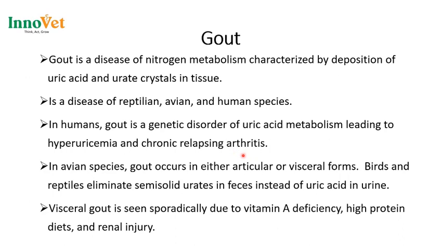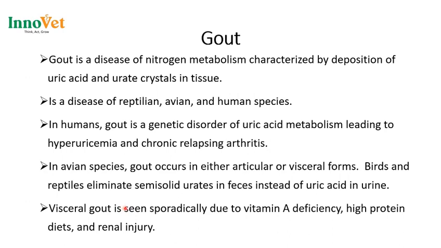Arthritis is just the inflammation of the joints, and it is very common within the avian species. For the avians, we have arthritis, gout in the joints, and also within the viscera. We are saying that in the avian species, gout occurs in either the articular or the visceral forms. Birds and reptiles eliminate semi-solid urates in feces instead of uric acid. In humans, we know that birds do not urinate. Their urine comes with the excreta, or the feces, as a white substance that coats their feces, or their droppings.